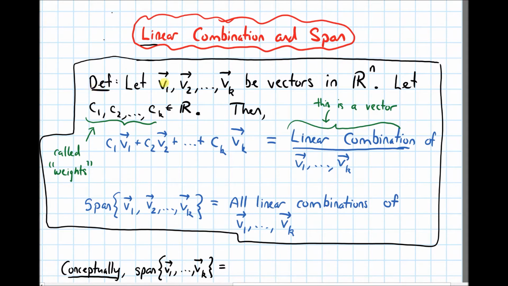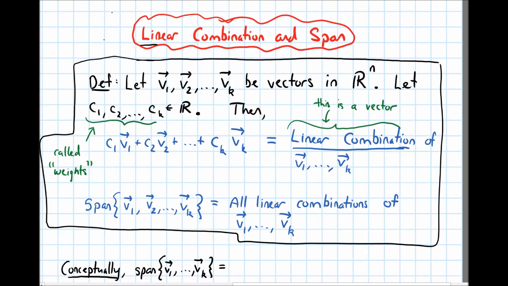So here's the definition. Let v1, v2, all the way up until vk be vectors in Rn. So that means that each of these vectors has n entries. Let c1, c2, all the way up until ck be elements of R. So they're real numbers, they're constants.